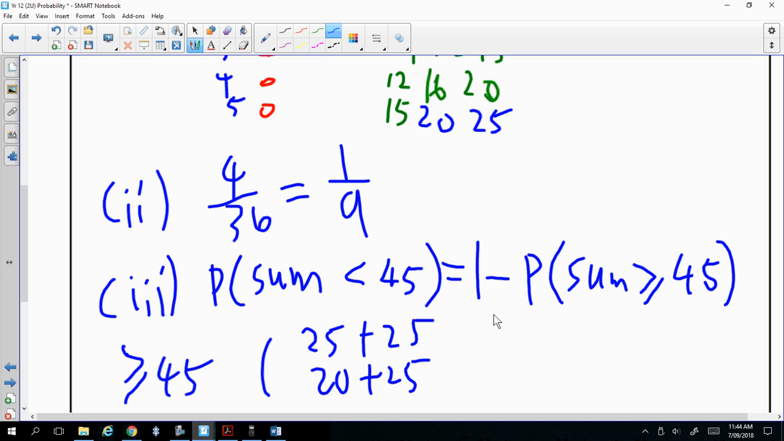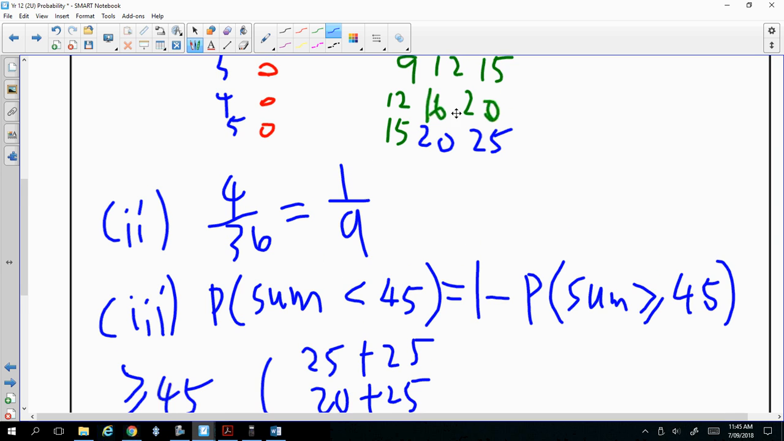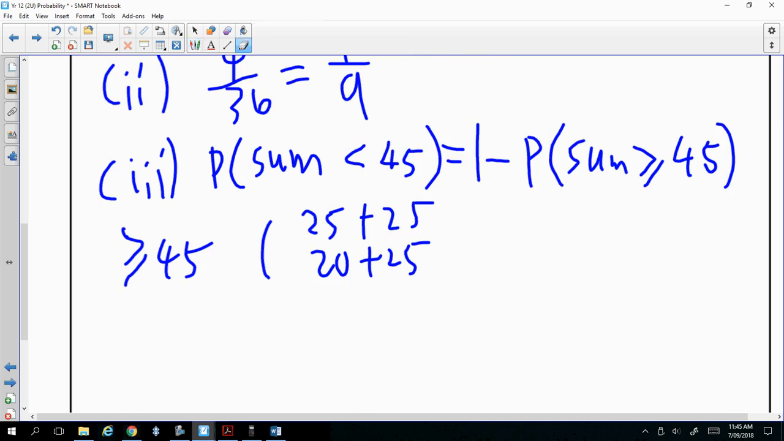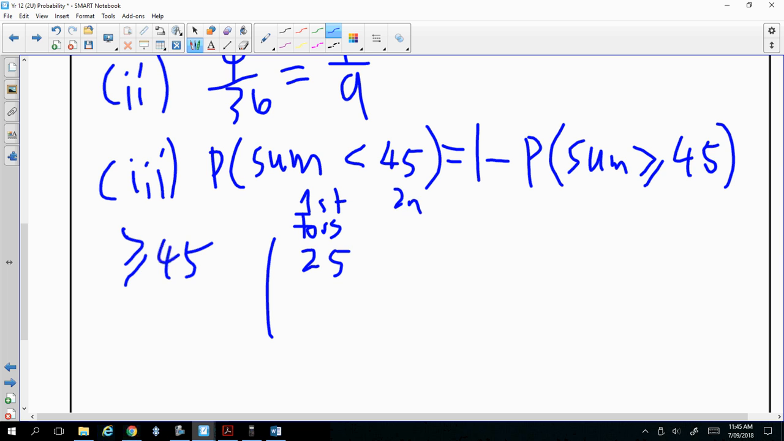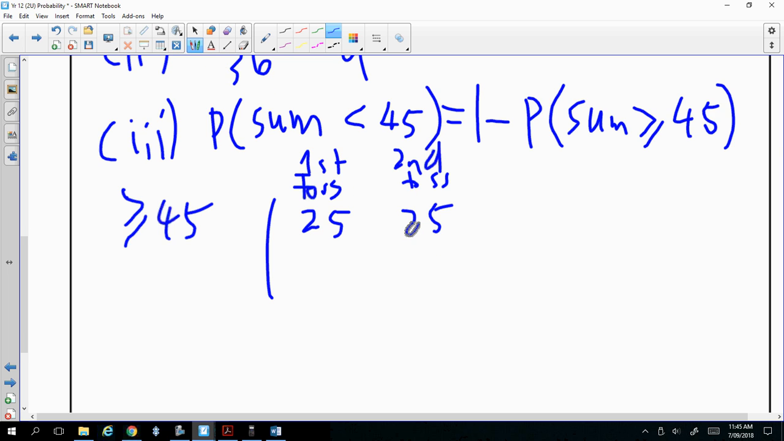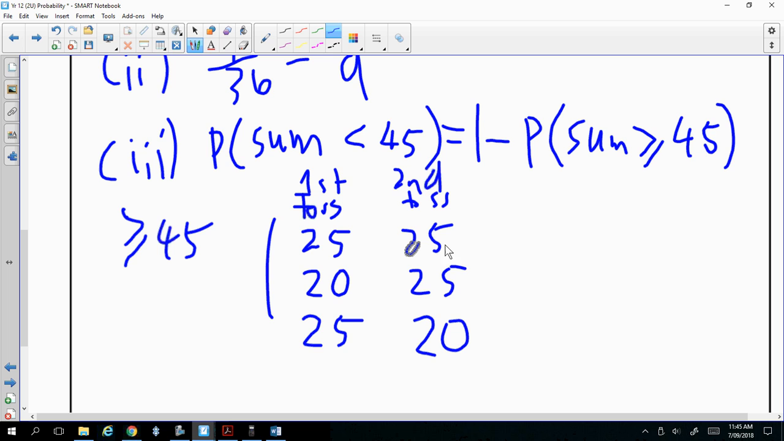Okay, so let's categorize it into tosses. First toss you get a score of 25, second toss 25. Yeah, you can get a score more than 45. Or your first toss is 20, second toss 25, or first toss 25, second toss 20. Does that make sense? These are two different outcomes, depending on which one is the first toss. So that gives you 50, that gives you 45, that gives you 45. Are there any other ways?